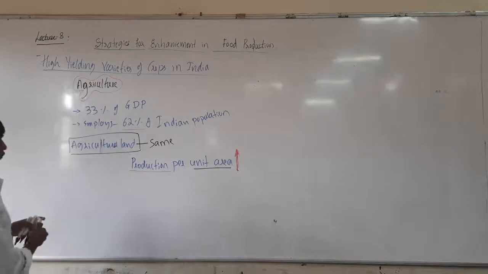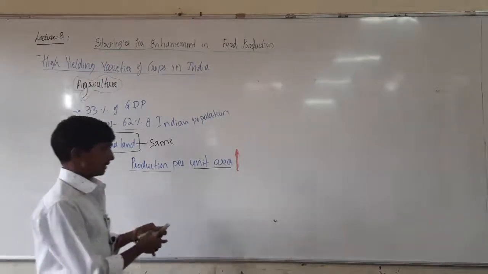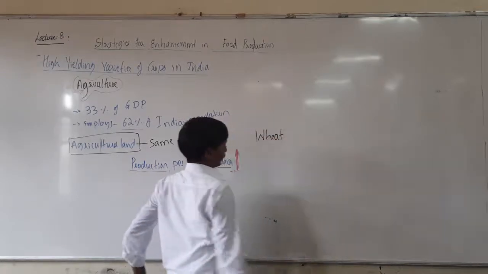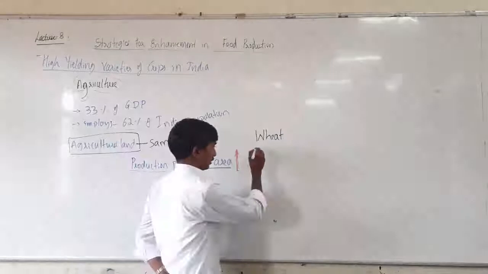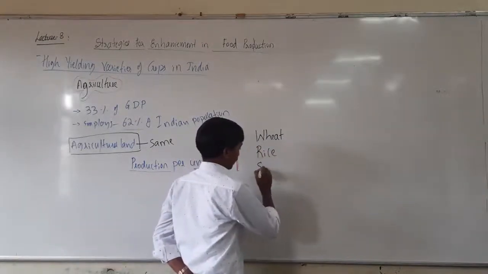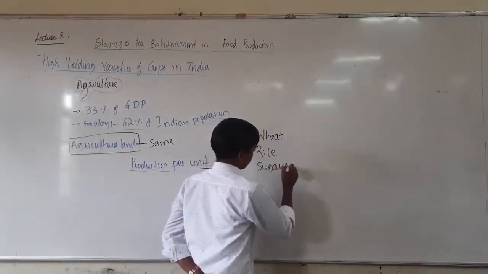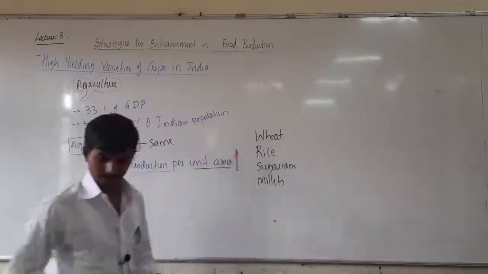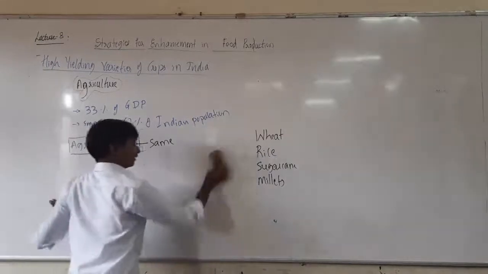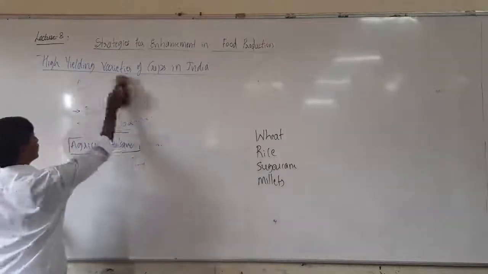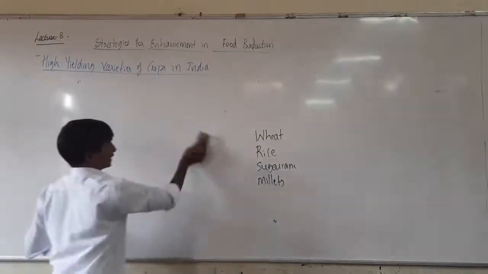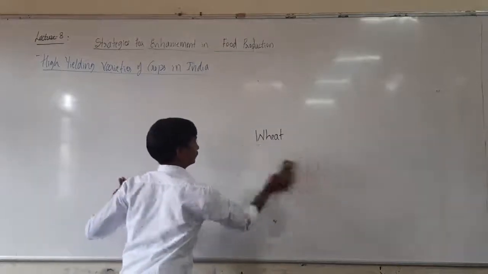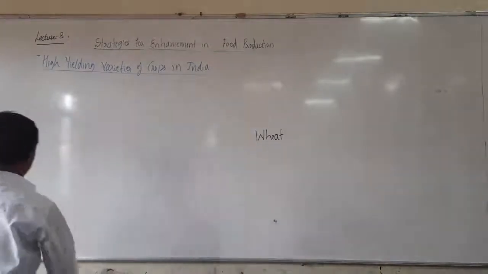For that we have the high yielding crop varieties like wheat, rice, sugarcane, and some of the millets, etc. Today we shall see about wheat, then we will see rice in the next class. So first we shall take high yielding varieties of wheat.